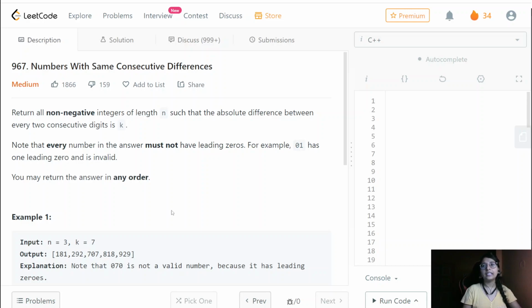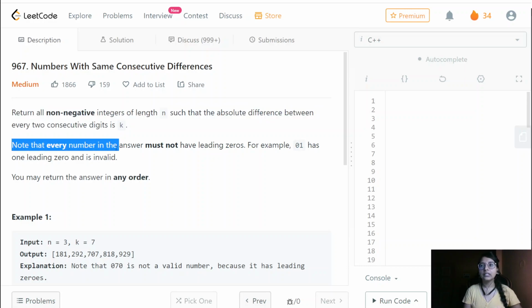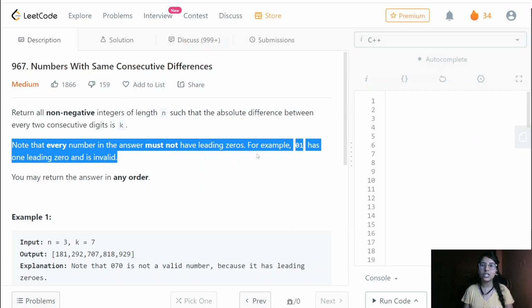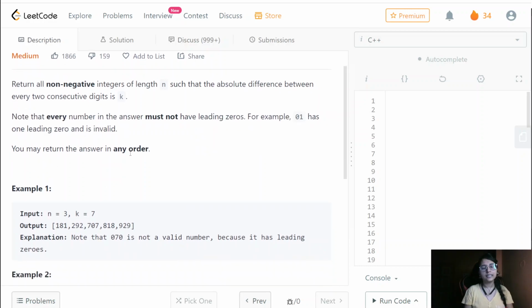So let us read this question. Return all the non-negative integers of length n such that the absolute difference between every two consecutive digits is k. The thing which I was explaining now. Note that every number in the answer must not have any leading zero. For example, 01 has one leading zero and is invalid. So if any number is something like 010, then it is not a valid number. That's what they want to represent in this line. And then it says that you may return the answer in any order.